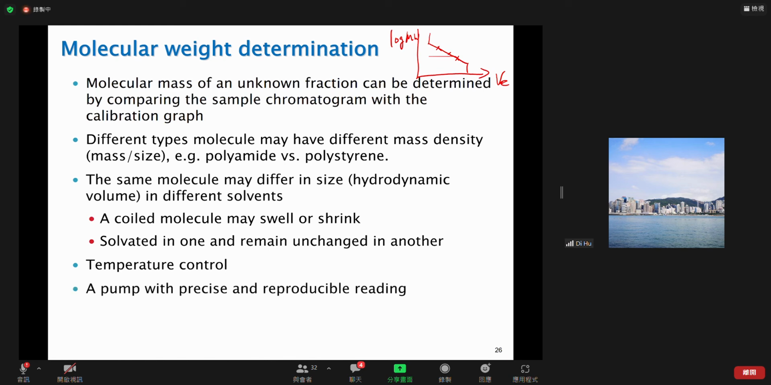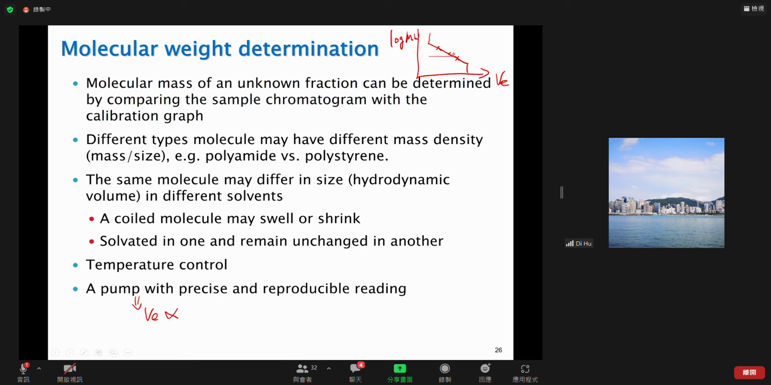Now do you know why we have to use a very precise pump? Do you get the point? Because the pump gives what? Flow rate. Flow rate times retention time corresponds to retention volume. So the pump accuracy determines the accuracy of which one? Of VE. So why does the accuracy of VE matter? Because now VE is related to what?